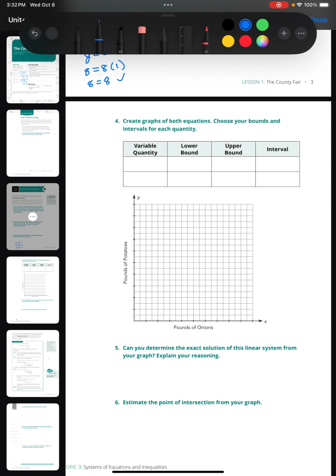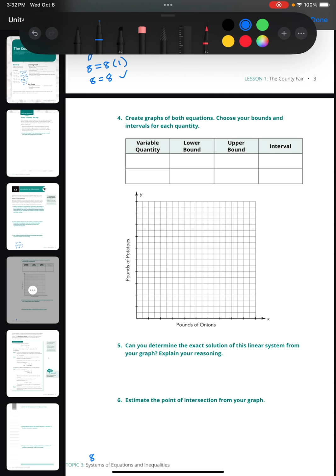All right, on the next page, we're going to create a graph here. And we're going to create upper bound, lower bound. It's just kind of, this table is walking us through how we're going to create our graph here. So variable quantities, we'll say pounds of onions is our X, and our Y is pounds of potatoes.